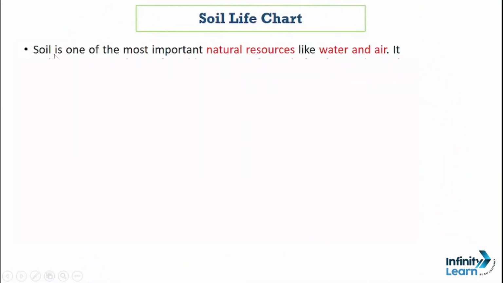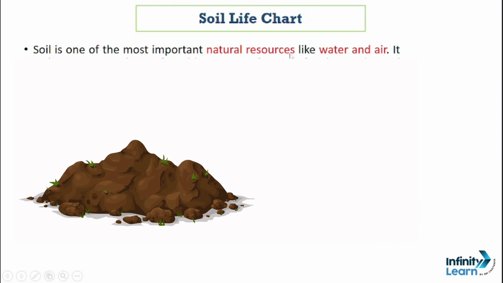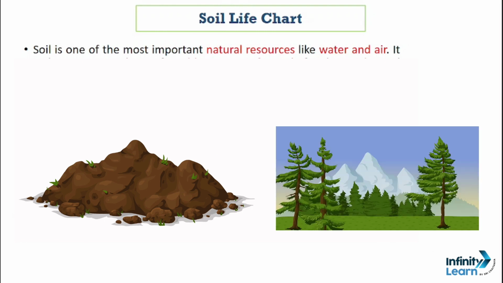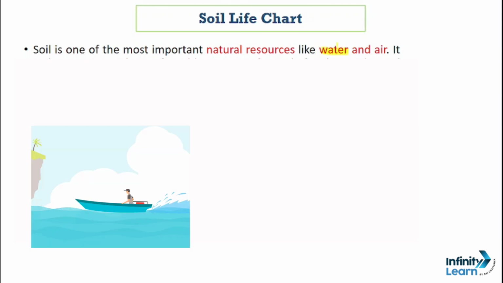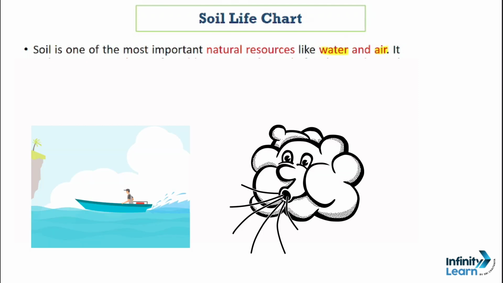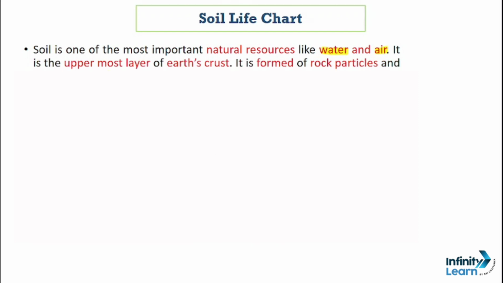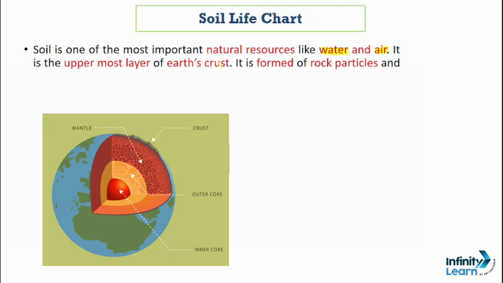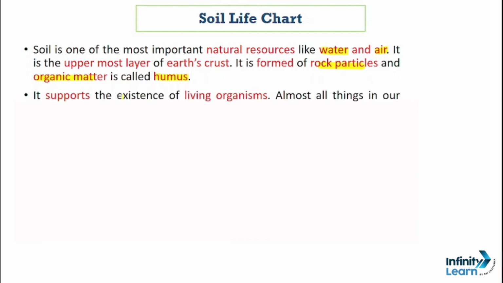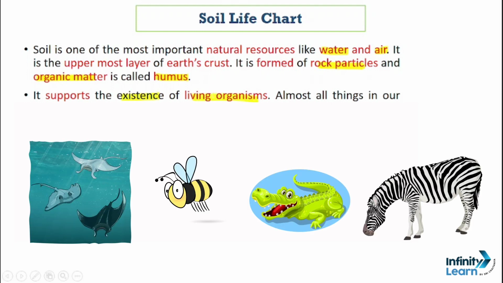Basically, soil is one of the most important natural resources, as we get soil from nature, like water and air, which are also our natural resources. Soil is the uppermost layer of earth's crust, and it is formed by rock particles. Remember this, soil is mainly formed by rock particles and organic matter that is known as humus. It also supports the existence of living organisms. Here is also an important point: all living organisms need the support of this soil.